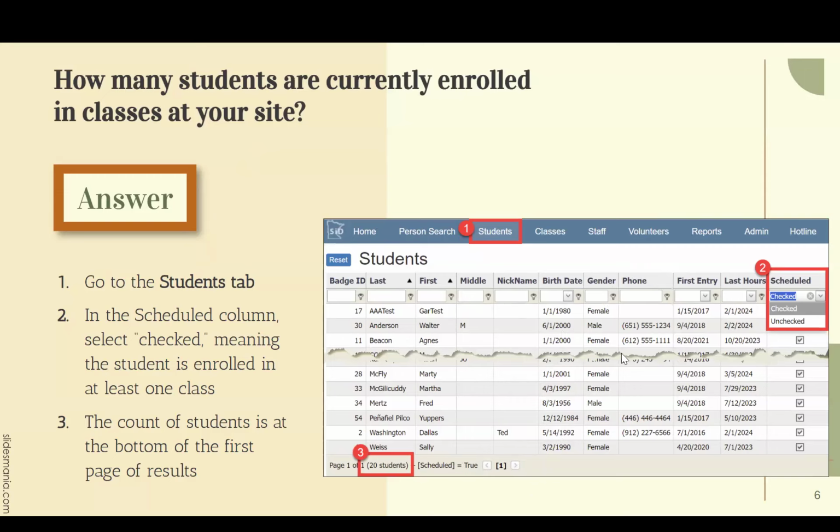Now, if you want to see just the students that are currently enrolled, you have to go all the way to the right, to the furthest right column, and that's the scheduled column. There are options for checked or unchecked, and you want to select the checked. That's going to limit this list to only those students who are currently scheduled into a class. Then you're going to look at the bottom of the screen and see how many students you have currently enrolled at this moment.